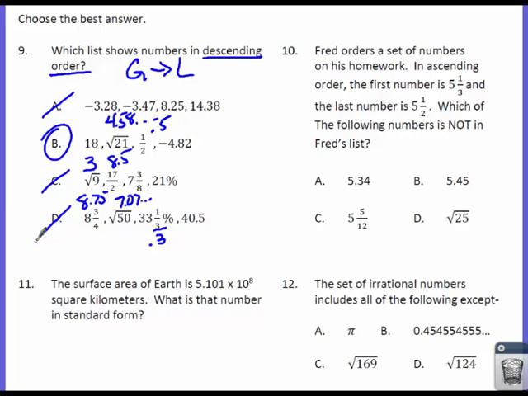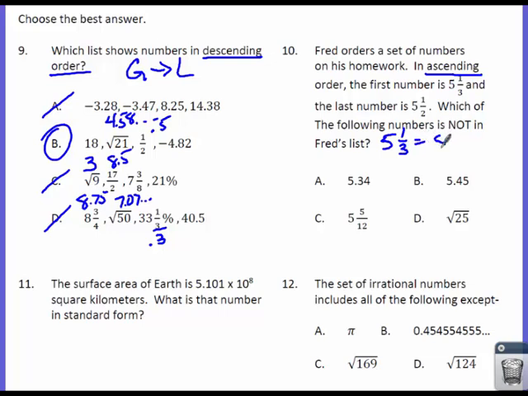Number 10, Fred orders a set of numbers on his homework. In ascending order, the first number is 5 1/3, the last number is 5 1/2. Which of the following numbers is not in Fred's list? So ascending is the opposite of descending. Ascending means that we're going to go from little to big, or least to greatest. So we need to figure out 5 1/3. What is 5 1/3 so I can kind of understand that?